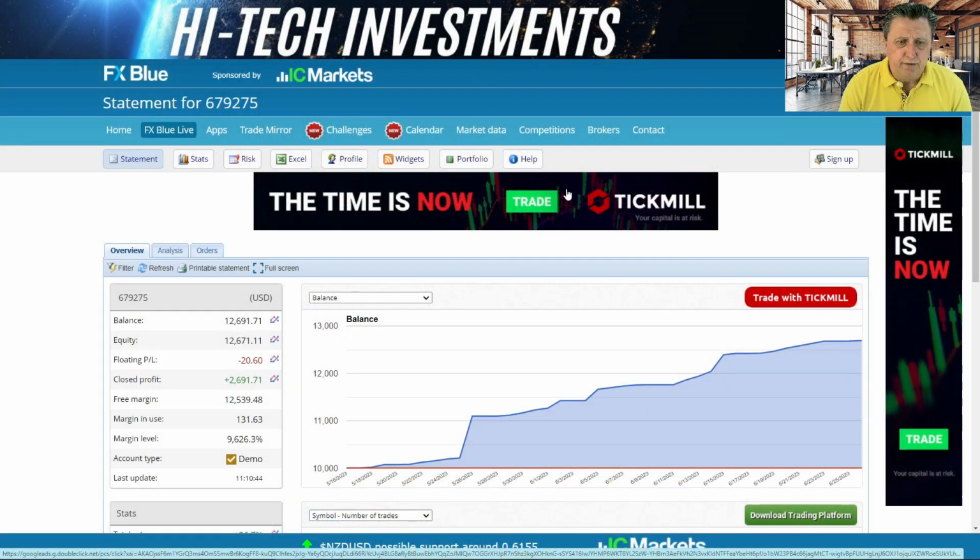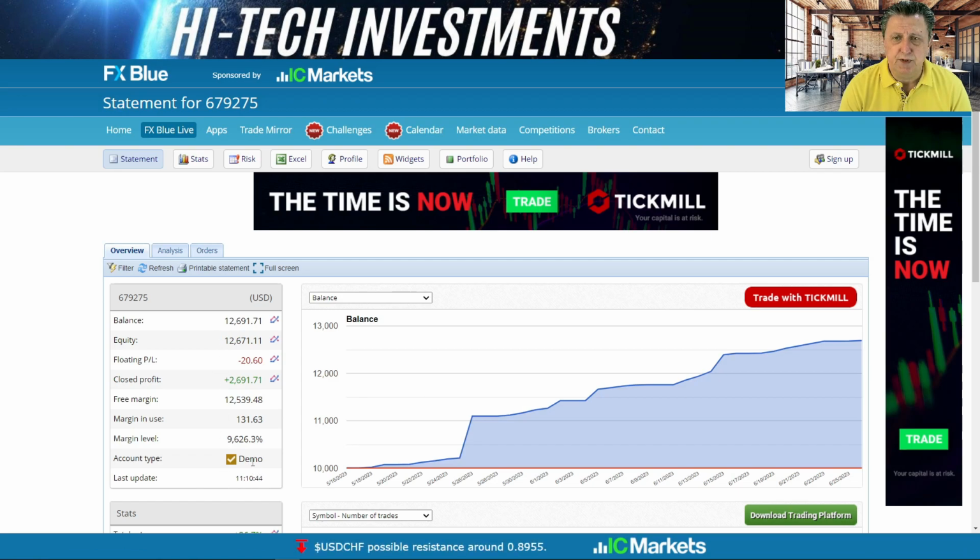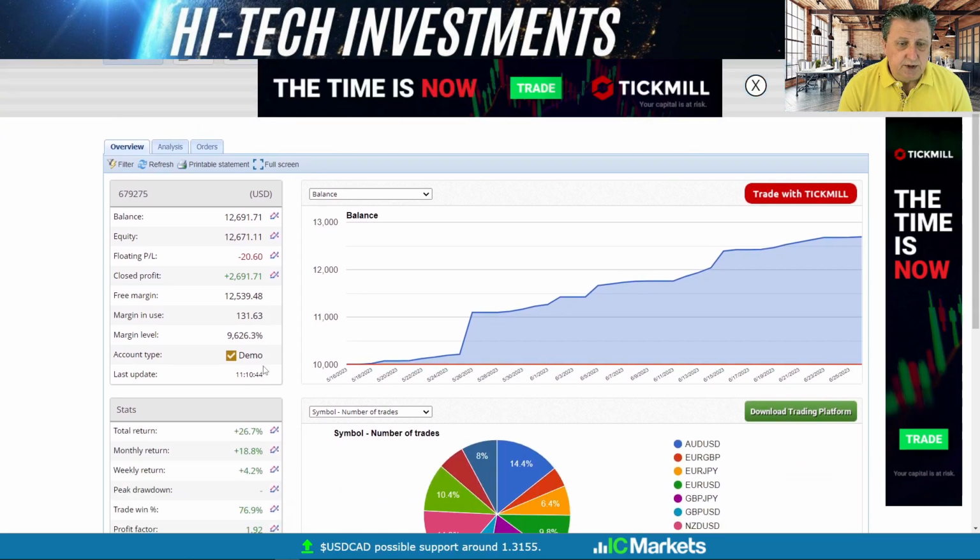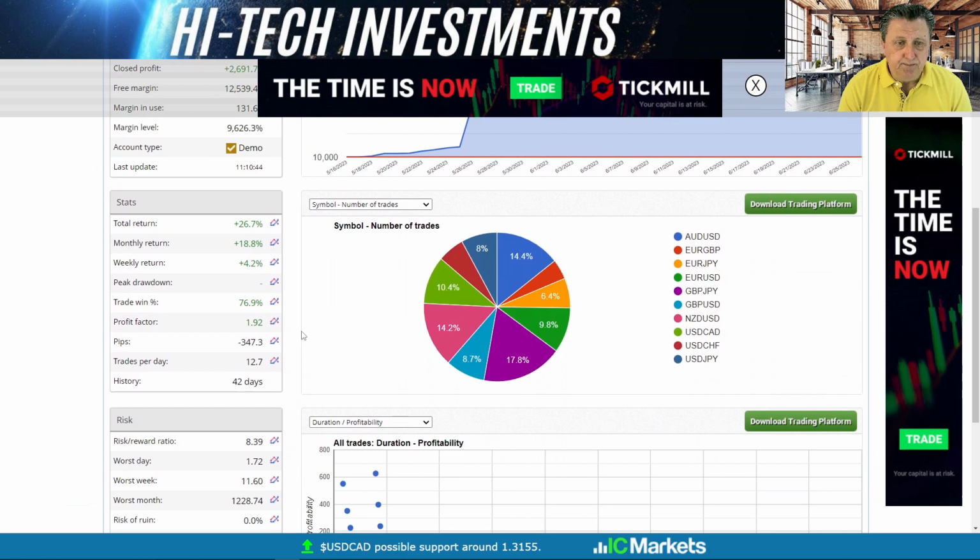So the 10 pair graph looks like this. The original account was set up with a balance of 10,000 US dollars. You can see this is a demo account. So this has been testing now for more than 40 days. Balance has gone up to $12,691. Floating profit is quite low, so minus 20 at the moment. So that is definitely okay. And if we have a look, we can see the total return is 26.7%.